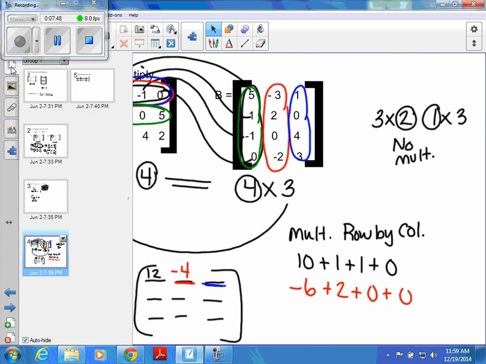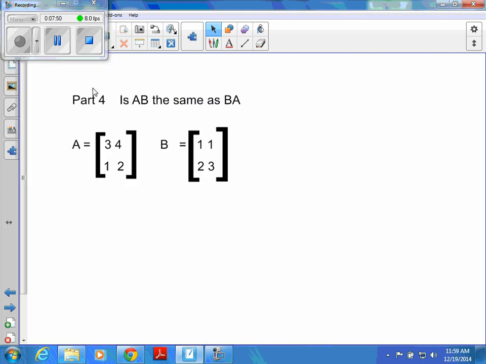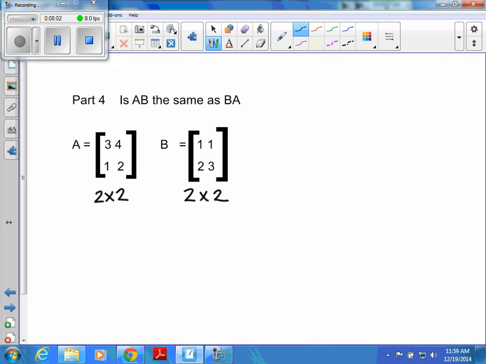Last part, is AB the same as BA? If you multiplied AB together, would you get the same as BA? Well, let's check it. This is a 2 by 2 matrix, and this is a 2 by 2 matrix. These need to be equal. Are they equal? Yes. And what do you make? You make a 2 by 2 matrix. And let's multiply AB and see what we get.